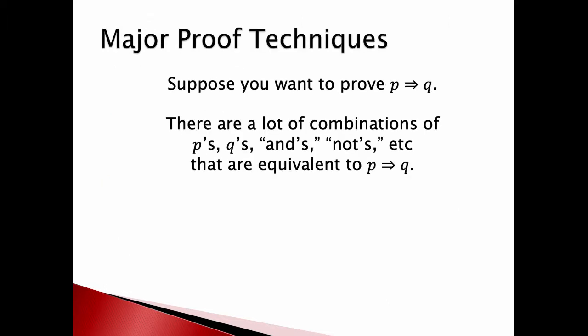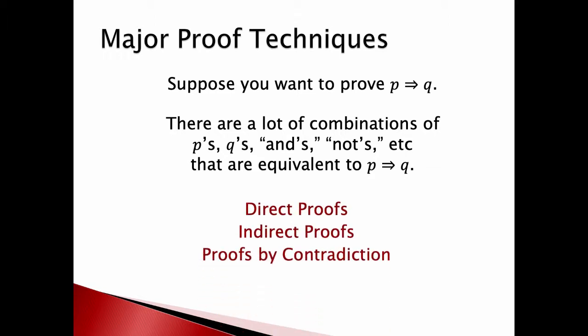All right. In the stuff we're going to be working on, there are three major proof techniques that we want to talk about. If we want to prove an implication like P implies Q, and you look back through the tautologies that we saw in our last videos, there are lots of different ways you can put P's and Q's and nots and ands and get things that are equivalent to P implies Q. And that leads us to three different ways you might try to prove something. For example, you might do a direct proof or an indirect proof or a proof by contradiction.